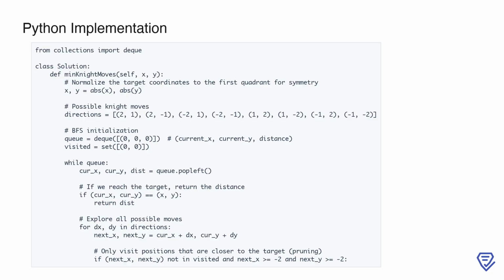Otherwise, we iterate through all possible knight moves to determine the next positions the knight can reach. For each move, we calculate the new position and ensure it hasn't been visited yet, while also applying a pruning condition to limit exploration to positions near the target.